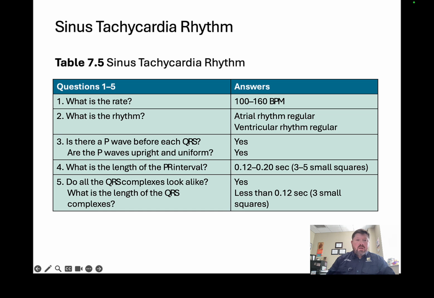So your rules. What is the rate for sinus tachycardia? Your rate's going to be typically 100 to 160, greater than 100 for sure. Your atrial rhythm will be regular. Your ventricular rhythm will be regular. The P waves are going to be upright and uniform. There will be a P wave before each QRS. The length of the PR interval should be 0.12 to 0.20 seconds, and the QRS complex should be 0.12 seconds or less.